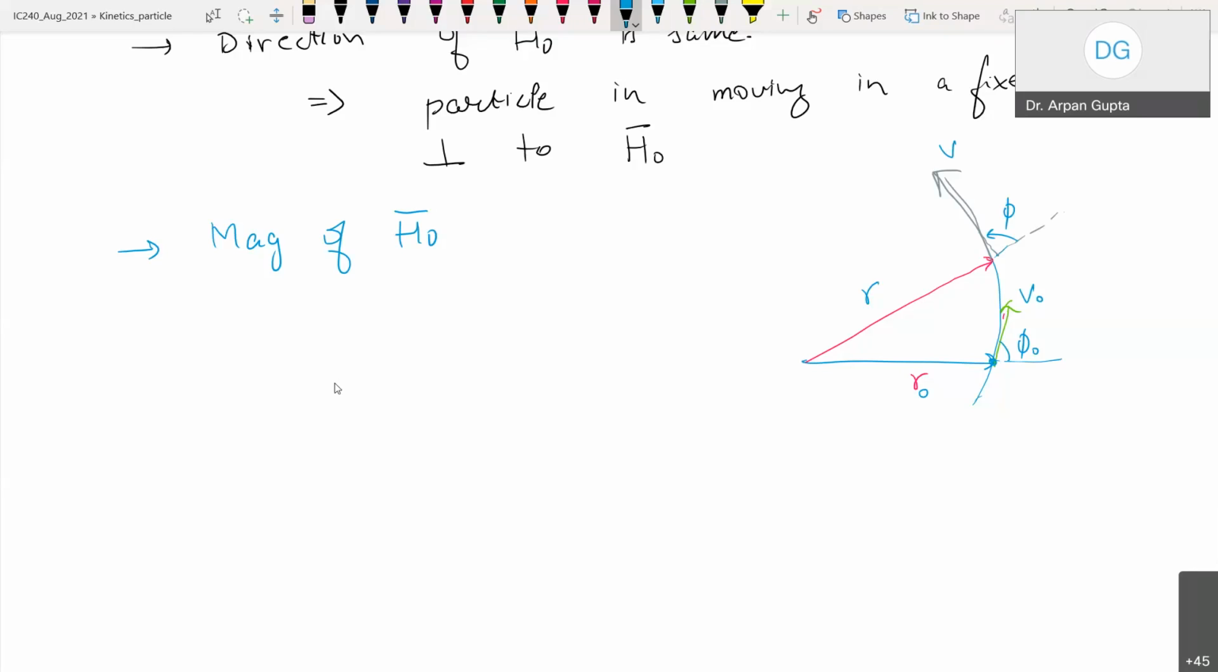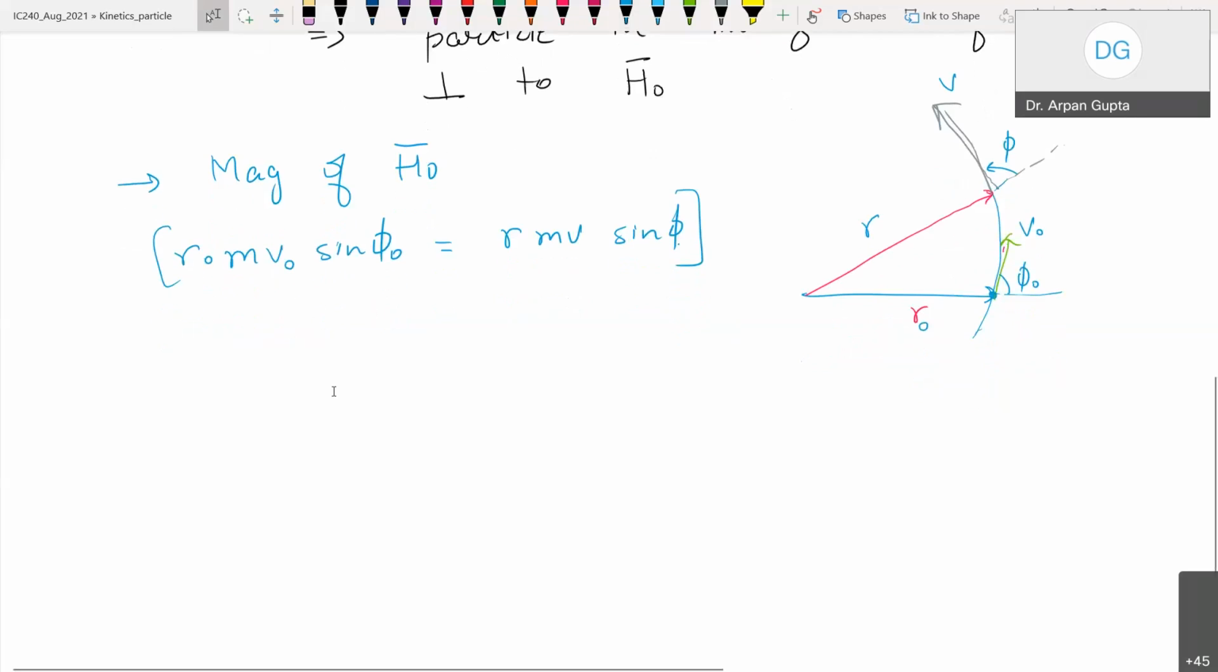So what it says is that the magnitude of angular momentum is conserved. And if I just write a simple term for it, it is m v naught times r naught times sine phi naught. So this is the magnitude of angular momentum from this diagram for the initial instant, and this should be same as your r times mv times sine phi. So this is one expression that we can write, that this angular momentum will be conserved.